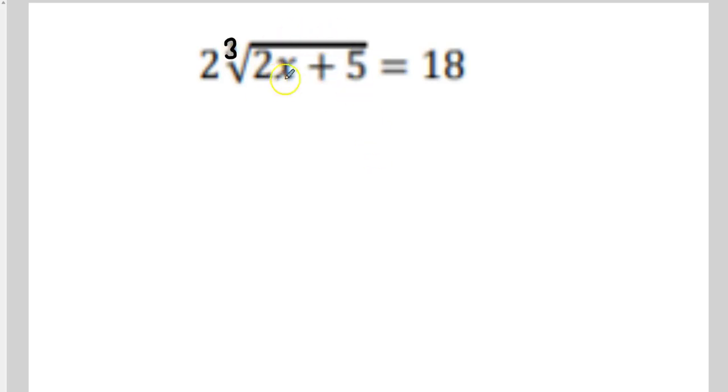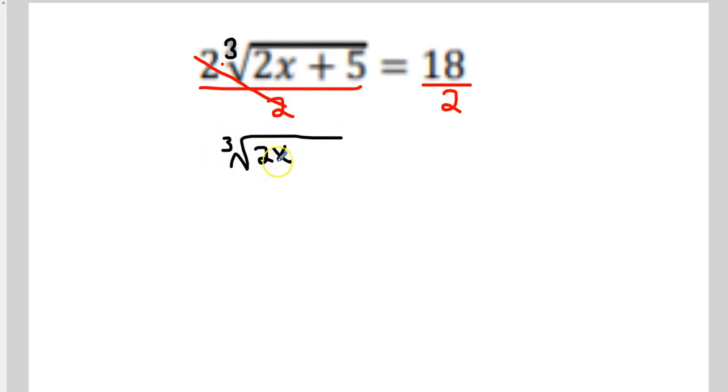Okay, so I want to get this cubic root by itself so that I can cube both sides to cancel out that cube. So let's try to get rid of the 2. Currently the 2 is multiplying with the radical. So we'll do the opposite, multiplying by 2, which is dividing by 2. Divide by 2 from both sides. And we'll get our cubic root of 2x plus 5 is equal to 18 divided by 2 gives us 9.